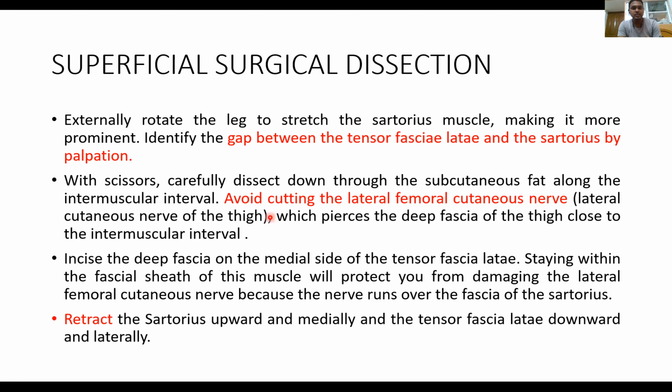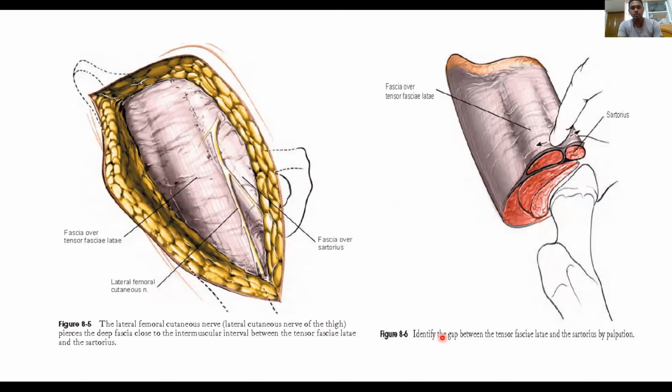So this is the endangering structure. You need to preserve this lateral femoral cutaneous nerve. Then you can retract the sartorius upward and medially. Already we have taught that anteromedial means it is going from anterior to medial side. So it is retracted upward and medially, tensor fasciae lata retracted downward and laterally. So you can see that, I can minimize this. You can see that this is by a finger palpation.